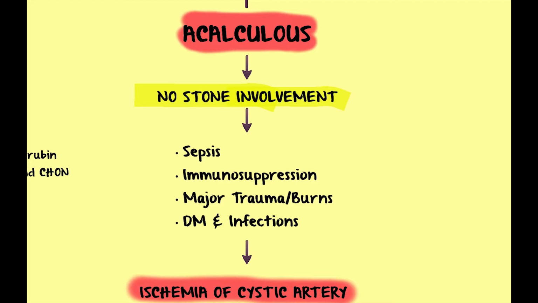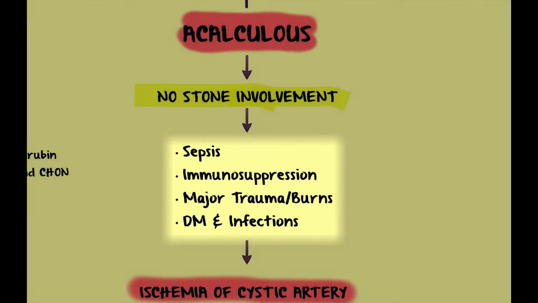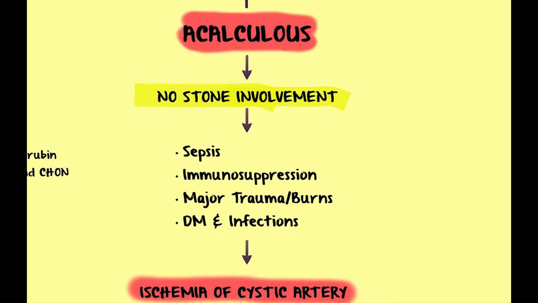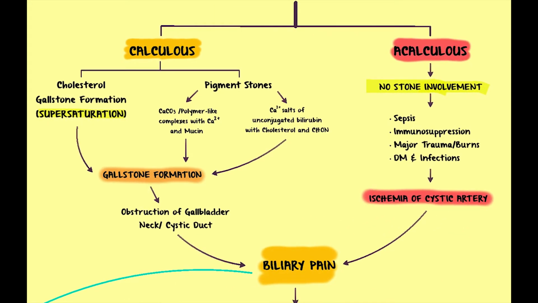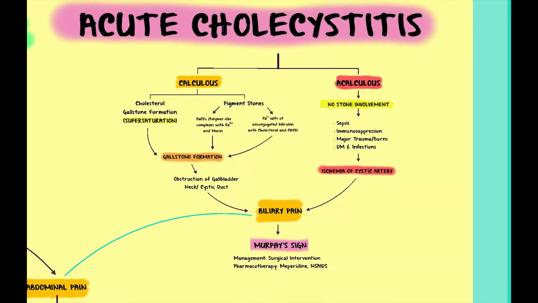It is believed to be due to different causes that could bring about ischemia, like sepsis, immunosuppression, major trauma or burns, diabetes mellitus, and certain infections. Both calculous and acalculous etiologies bring about different manifestations, Murphy's sign being one of the most common, in which deep inspiration or cough during subcostal palpation of the right upper quadrant usually produces increased pain and inspiratory arrest. Management of acute cholecystitis is mainly via surgical intervention with pharmacologic aid of meperidine and NSAIDs.